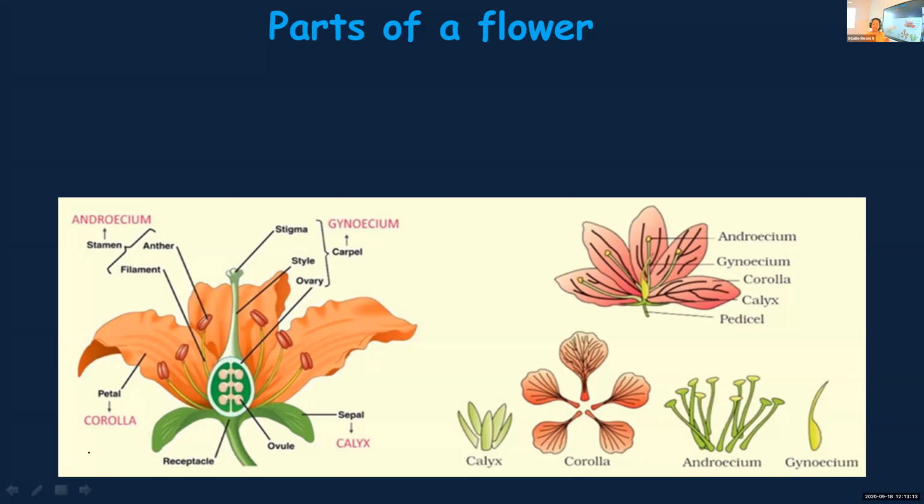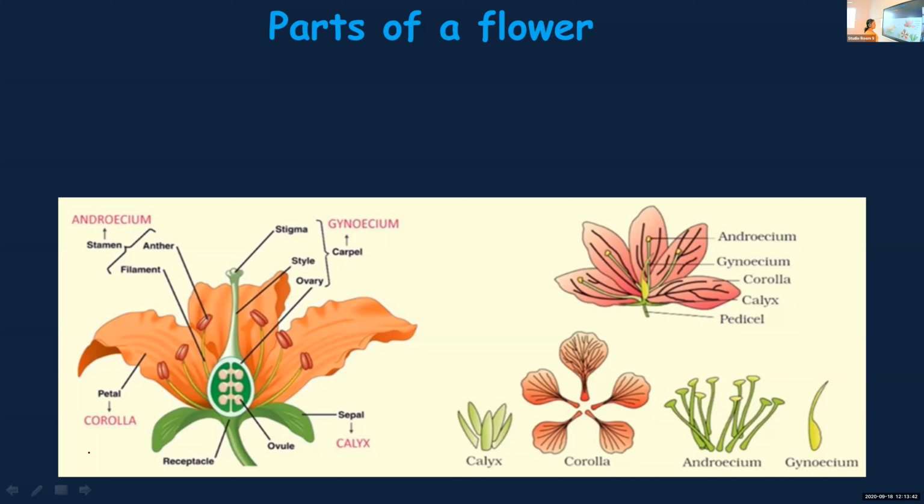And sepals, they are green in color. You might have noticed that when a flower is in its bud stage, it is completely enclosed by the sepals. So sepals cover and protect the flower when it is in the bud stage. And slowly as it blooms, the sepals will be found at the base of the flower. But when it is in the tender stage or bud stage, it is protected by the sepals. Then androecium and gynoecium produce the gametes and carry out sexual reproduction.